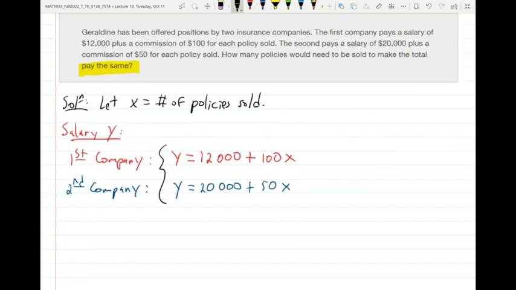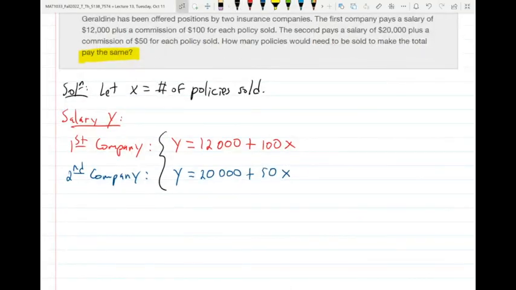And here is our system. Because we're using the same x and the same y, the solution to the system will tell us what we need. We know we want the salaries to be the same, so the y is the same. We are really interested in x, because the question is how many policies need to be sold. What should this x be so that these two quantities match? Because the two things are y equals something, just set them equal to each other. The same y, so substitution method: plug this in here and solve.